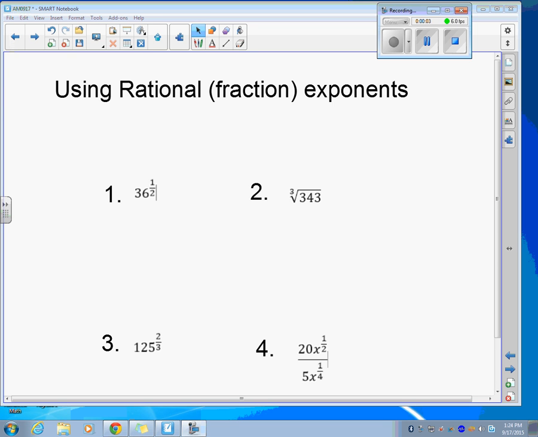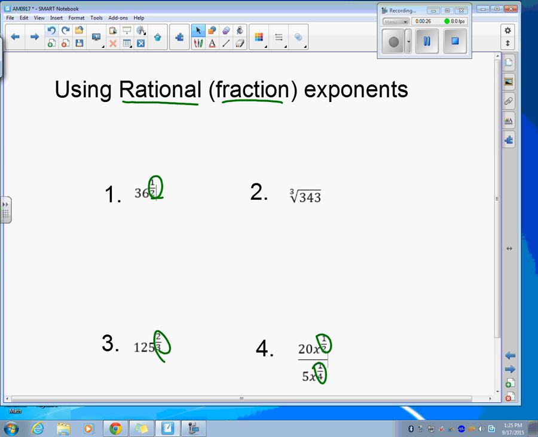So, using rational expressions. The word rational, I just put as a reminder, can be substituted for fraction, because you see, all of these examples have fractional exponents. And this one really does too. It just doesn't look like that. So if you remember from Algebra 1, the fractional exponents can be written using a radical.